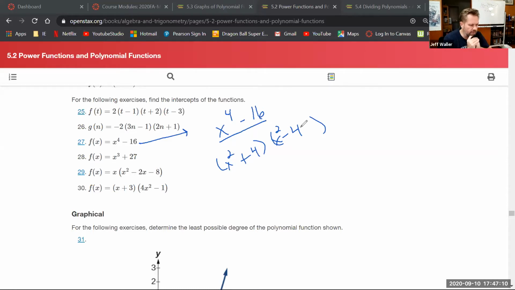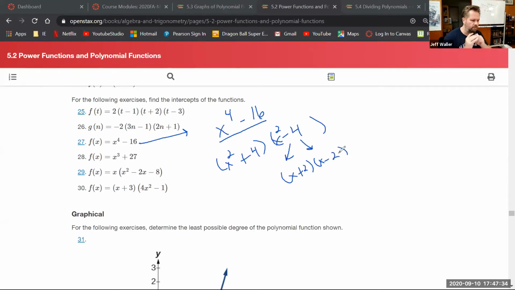Now, am I done there yet? No. I really want to blow your mind here. I can factor this one, right? For sure. Is that cool? Because it's just another difference of squares, right? So what do you get? X plus 2, x minus 2. Yeah.